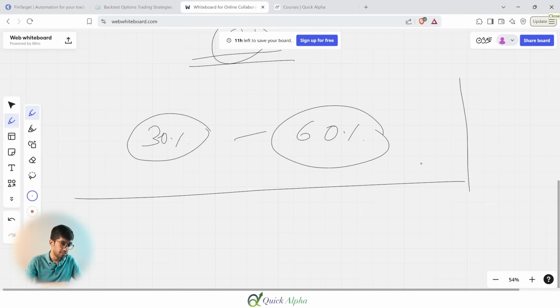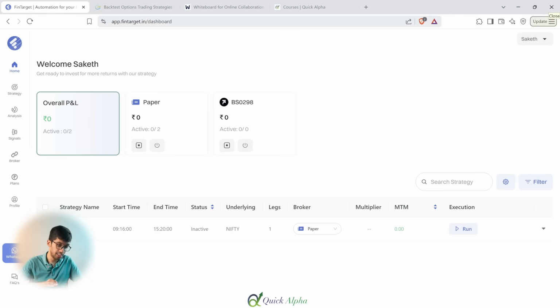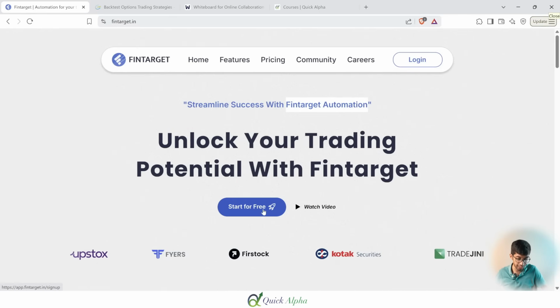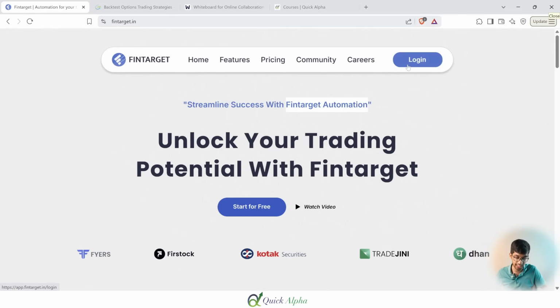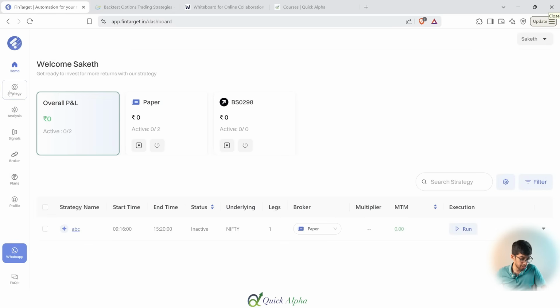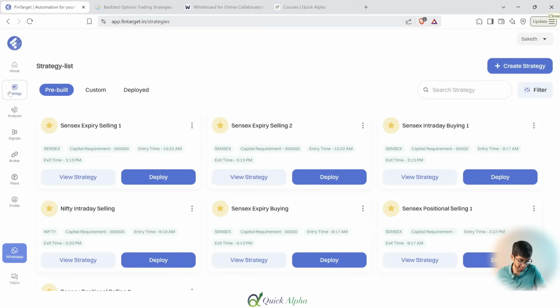Before we see the returns, it is very important to understand the risk, right? So I will show you how to build and backtest this strategy on FinTarget. FinTarget is a free to use automation platform that is built by our team. Once you go to fintarget.in, you can sign up for free, and once you have finished signing up, you can log into FinTarget. Here you can come straight to the strategy section and create your new strategy.